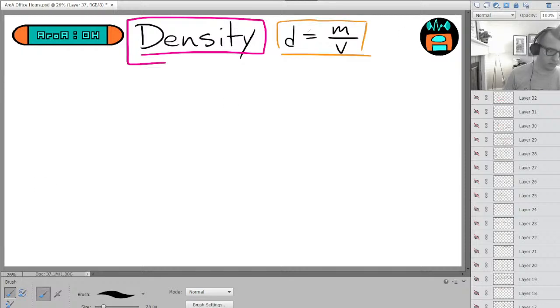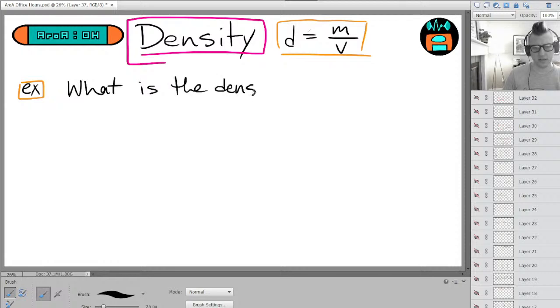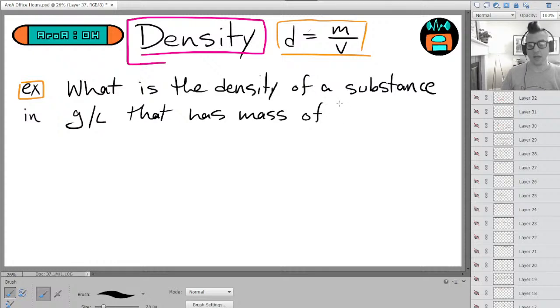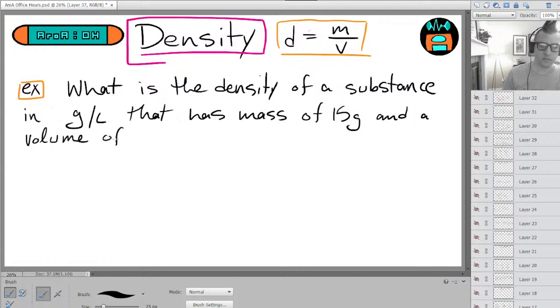Now, let's do some examples. What is the density of a substance in grams per liter that has a mass of 15 grams and a volume of 44.0 milliliters?